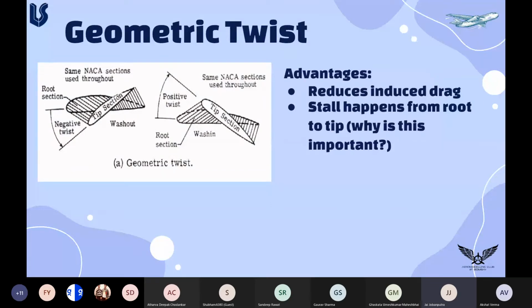An advantage of this is that it reduces induced drag again, and I want someone from the attendees to unmute and answer why you think it will reduce induced drag, because we just discussed that. Can anybody answer this? Okay, I think it's not that easy. So consider this way: when it is moving at its cruise angle of attack, usually the tip section will be such that it generates almost negligible lift.